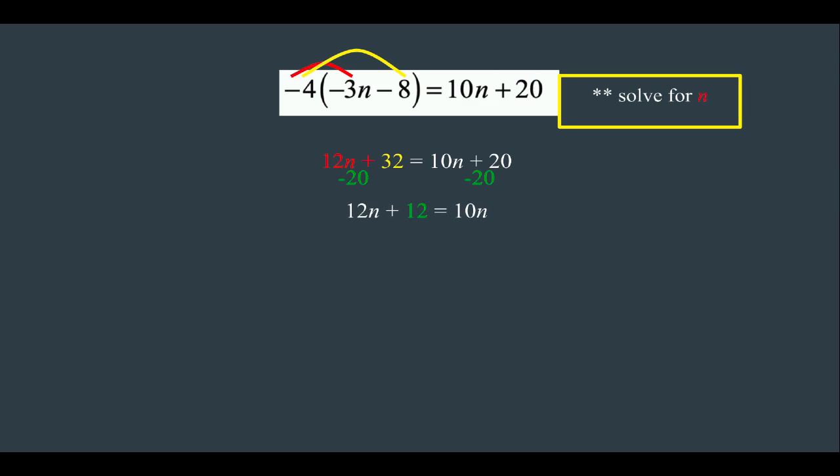To isolate all terms with the variable n on one side, we subtract 10n from 12n, giving us 2n + 12 = 0. Now we subtract 12 from both sides, giving us 2n = -12, which we can easily divide by 2 so the n variable is by itself. Our final answer is n = -6.